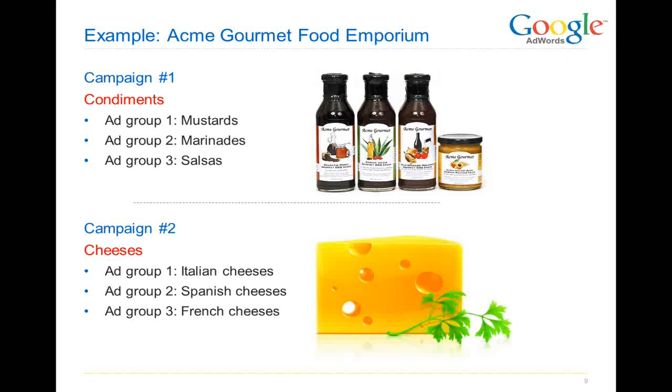Within these broad product categories, Acme has groups of products that are related to one another. In condiments, these are marinades, mustards, and salsas. And in cheeses, it's Italian, Spanish, and French. Now, these groups of products within the campaigns are perfect to use as ad groups, which helps Acme target its ads to a narrow audience looking for gourmet cheeses or condiments.